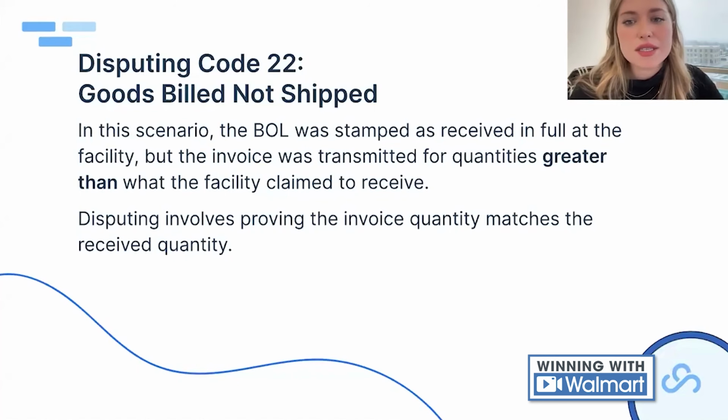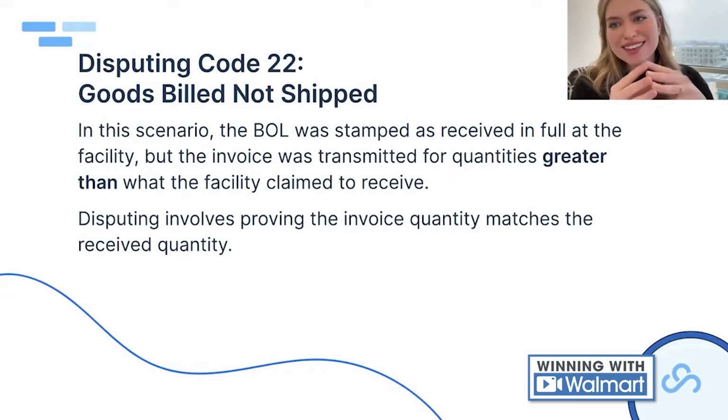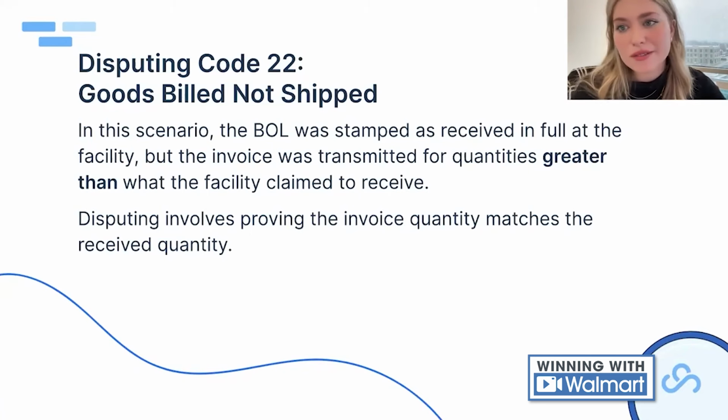Usually what this means is that you're going to dispute by getting that BOL, getting that purchase order, and getting your invoice, bundling that all together, and actually disputing through APDP. Relatively simple. Again, this is one of the more common ones that suppliers will dispute and get paid back on.